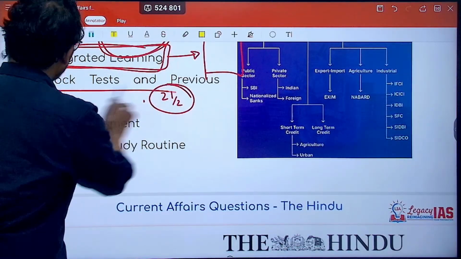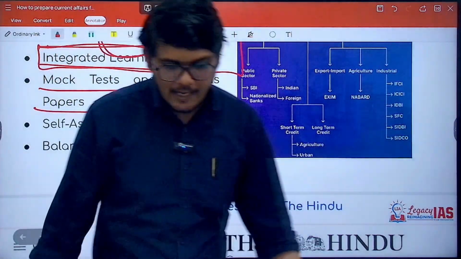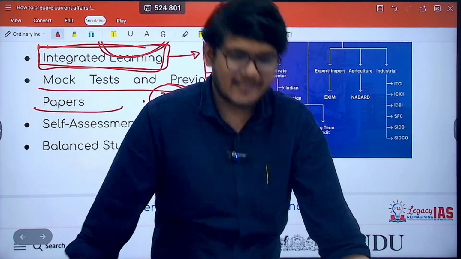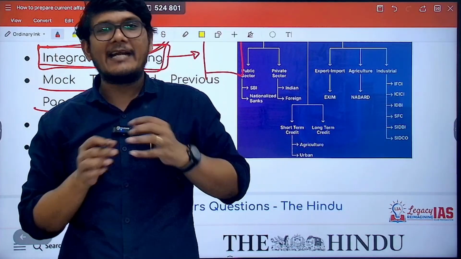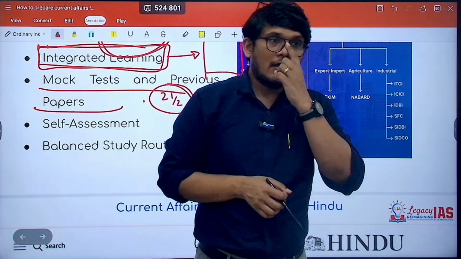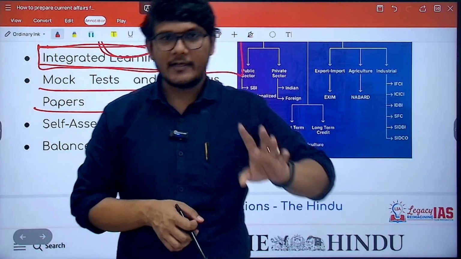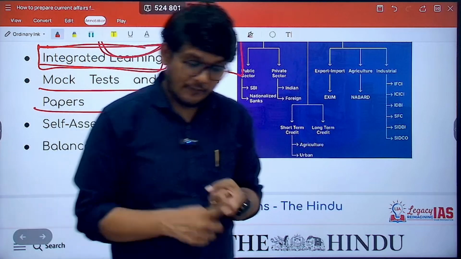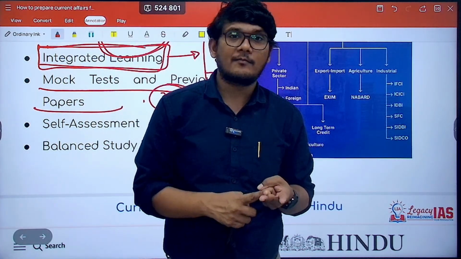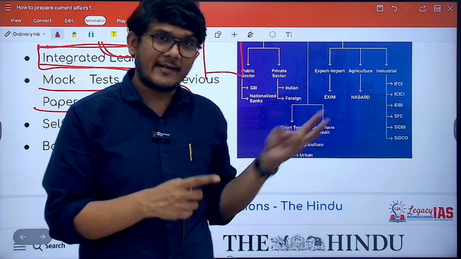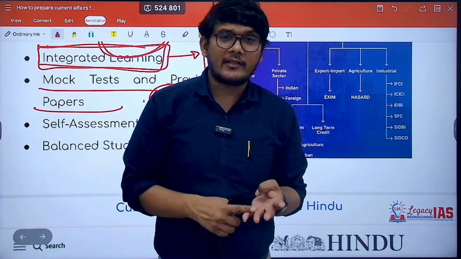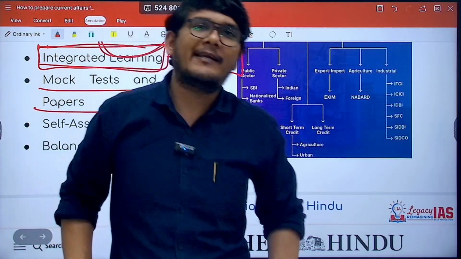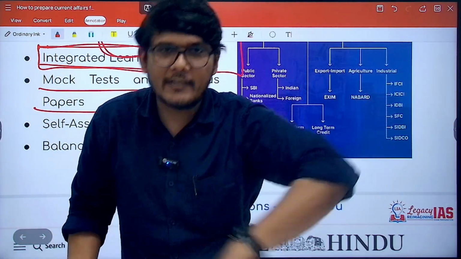Then the mock tests and the previous papers are non-negotiable. You have to give mock tests, and please do not run behind 10 different test series. Pick up one. Revise what the syllabus is, give the test, and then after the test, attend our discussion sessions. After that, you have to read the entire paper again along with the explanations in order to get more knowledge from it.